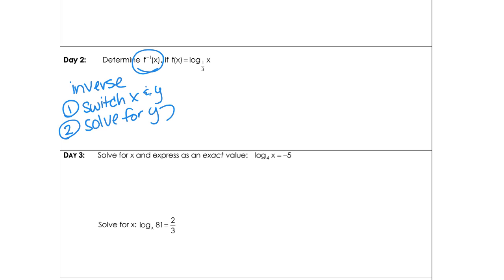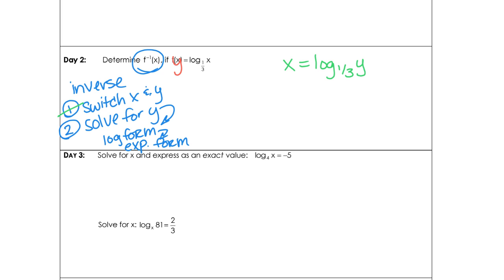Now, if you have trouble solving for y, you might need to put it in log form. However, if it's already in log form, you might have to go to exponential form. Okay, and so here we go. Remember that f of x is y, so we'll replace that with a y first, and then we'll go ahead and switch x and y to do our first step, and so we end up with x equals log base 1/3, and that x becomes a y, and so now step 1 is finished.